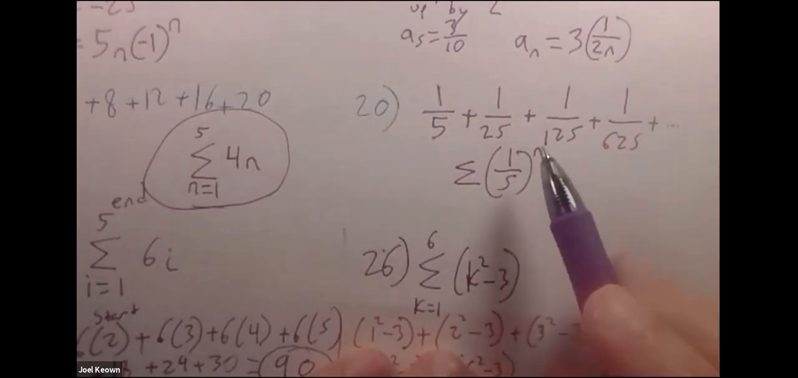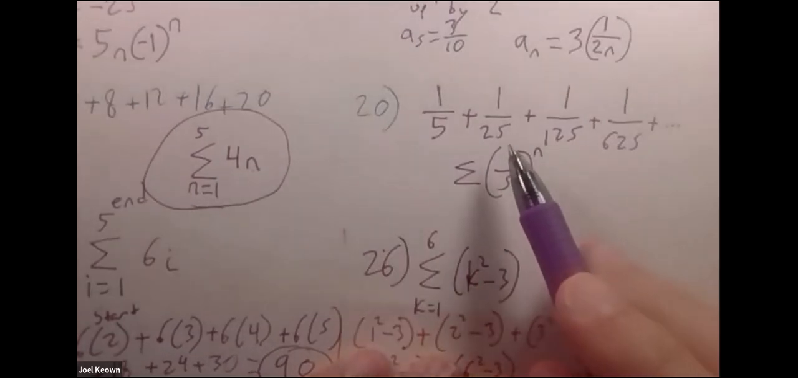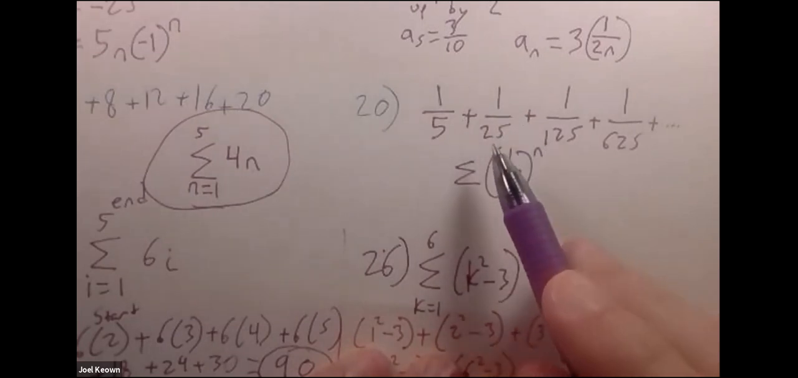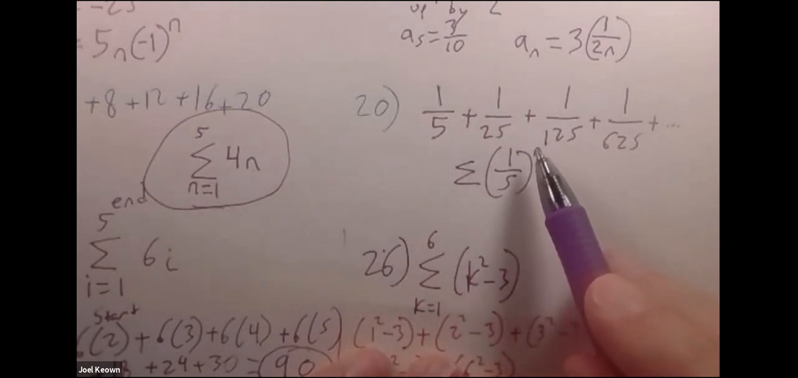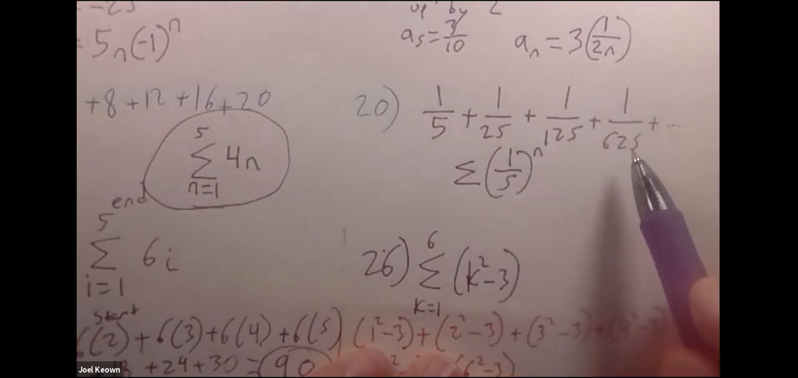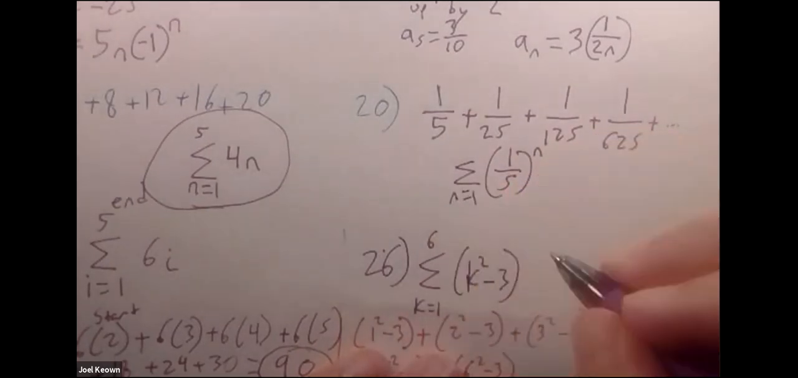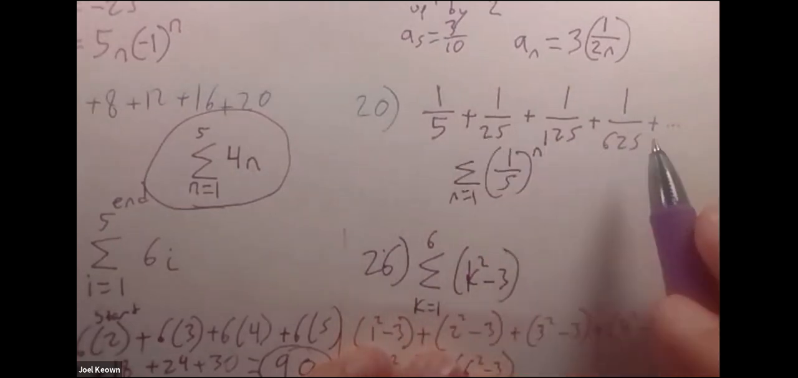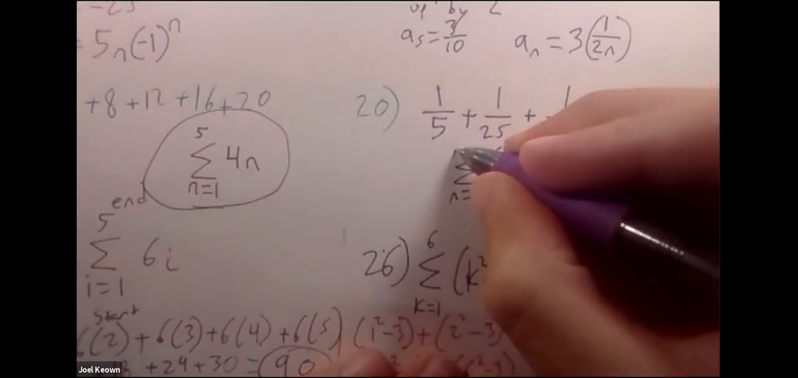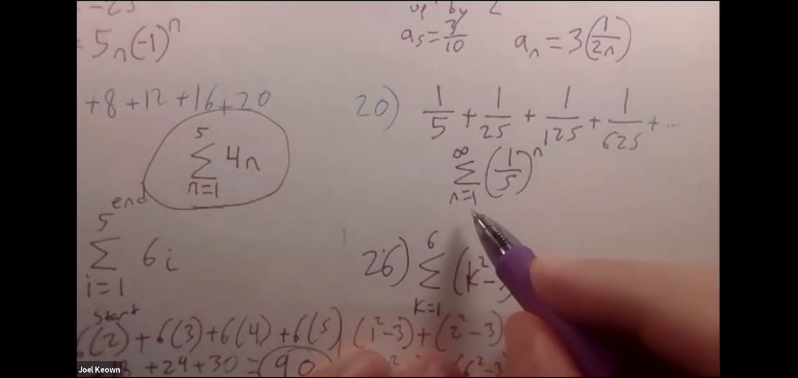Well, does that work? If I have 1 over 5 to the first power, I get 1/5. If I put a 2 here, 5 squared is 25. If I make this a 3, I get 1 over 125, make it a 4, 1 over 625. So yes, that works as long as I start at n equals 1. What am I going up to? Well, I said it ends in dot, dot, dot. So that means it goes up forever. It doesn't end. So I'm going to put the infinity symbol on top to show that it starts at 1, goes up forever.